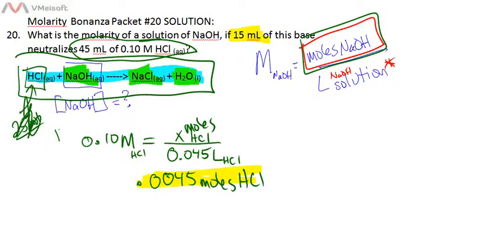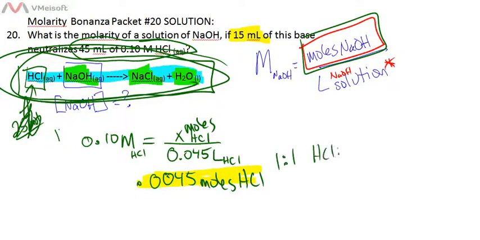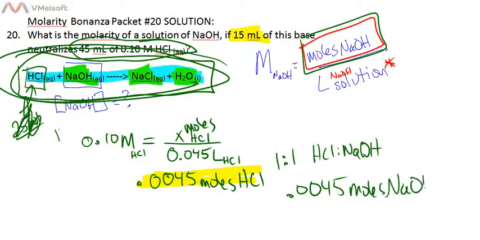Is it always going to be a 1-to-1 ratio? No. What do you have to check with to determine whether it's a 1-to-1 ratio? This, okay? You would need the balanced equation. However, here, because it's a 1-to-1 HCl to sodium hydroxide ratio, we know that 0.0045 moles of sodium hydroxide must have been dumped in there.